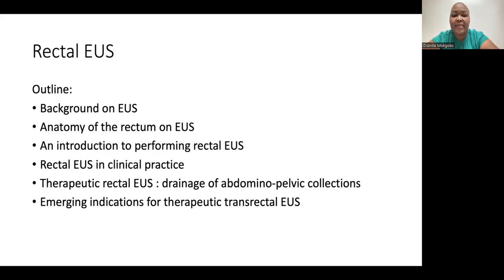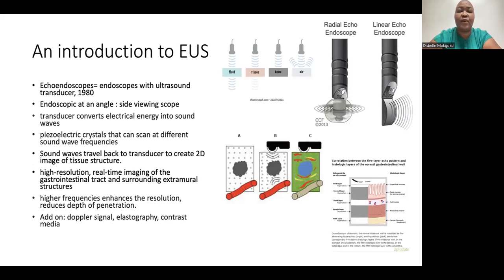And then we'll talk about some indications in clinical practice and what the future looks like for therapeutic rectal EUS. And of course, the topical therapeutic indication right now is the drainage of abdominal and pelvic collections through transrectal and transcolonic methods. And then we'll talk about some new things that are happening in that space as well.